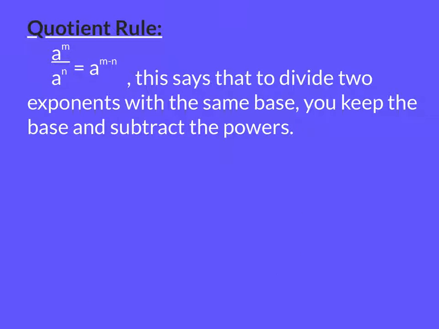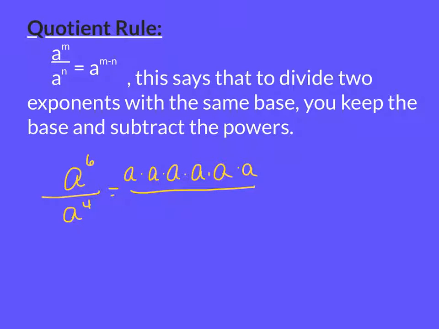Moving along, the quotient rule. Remember that the fraction bar is division. Now that we're in 7th grade, that's how we always write that. So let's take a look at this. Suppose we had a to the 6th power divided by a to the 4th power. a to the 6th power would be a times a times a times a times a, 1, 2, 3, 4, 5, one more makes 6, divided by a to the 4.